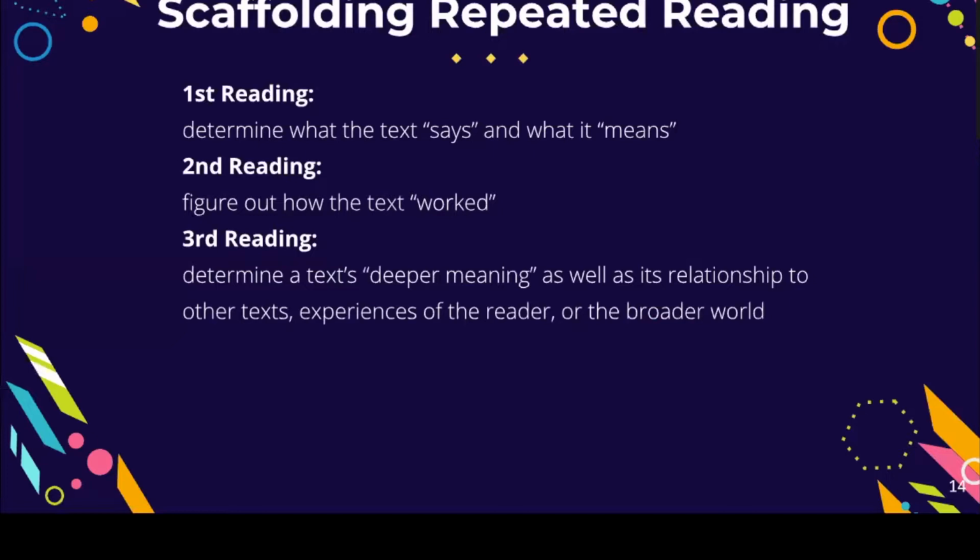And that really helps us get to the third reading, which is determining the text's deeper meaning, as well as its relationship to other texts, experience of the reader, or the broader world. And so the students were able to, with this development of readings and complexity, get from, oh, it says this on this day, but it really builds to say, oh, I think the author wanted to include this so that we could see the history of slavery in America, so that they could explain what life was like and how things had developed in America over time before Jackie Robinson's time.